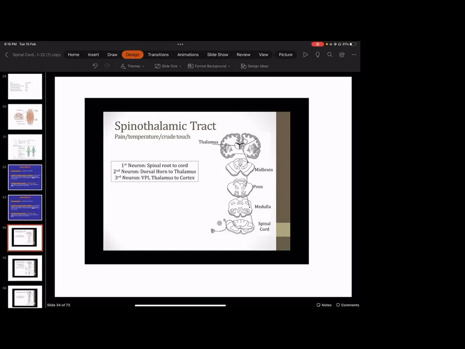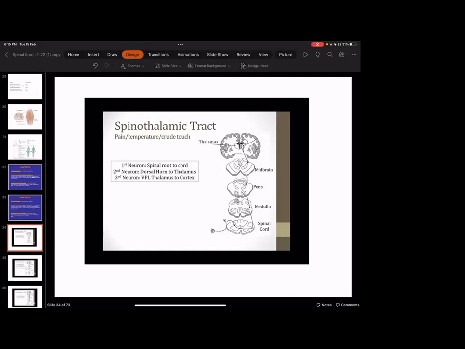So again, I'll go over it so you just understand. You have three neurons, okay? One of them goes from the spinal root to the spinal cord. And from the spinal cord, at the level of the spinal cord, it's going to switch sides. And then it's going to go all the way up to the VPL of the thalamus. And from the thalamus, it goes to the cortex, okay?